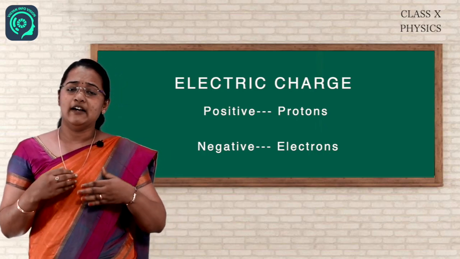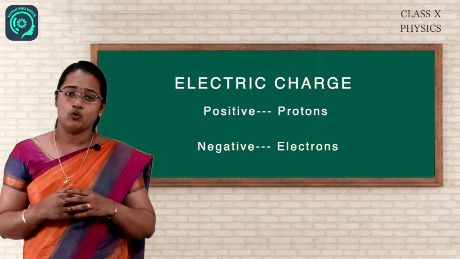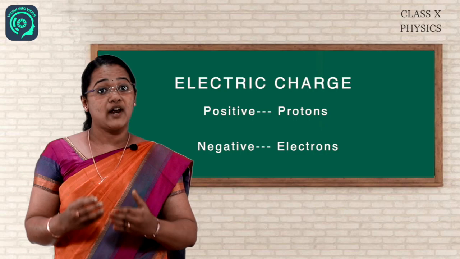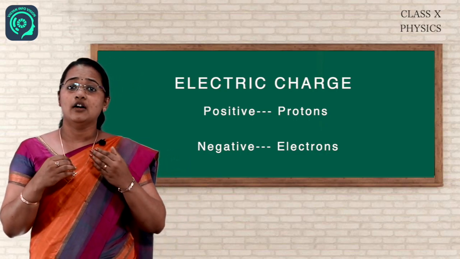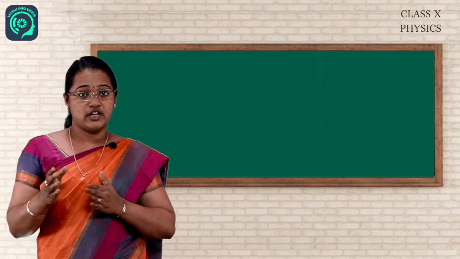And we can see protons and electrons in the objects that we see around us. In metals, these electrons are in random motion, whereas in non-metals, their position is somewhat fixed. They are not able to move.